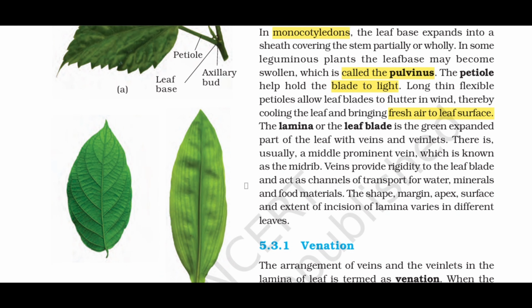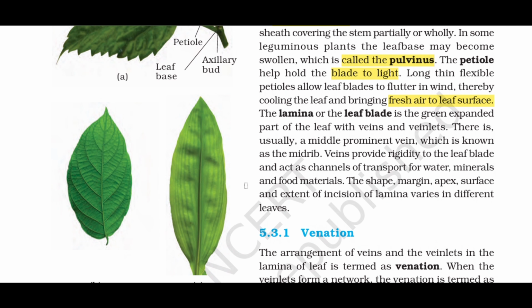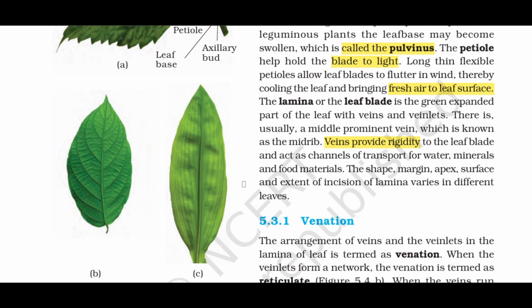There is, usually, a middle prominent vein, which is known as the midrib. Veins provide rigidity to the leaf blade and act as channels of transport for water, minerals and food materials. The shape, margin, apex, surface and extent of incision of lamina varies in different leaves.